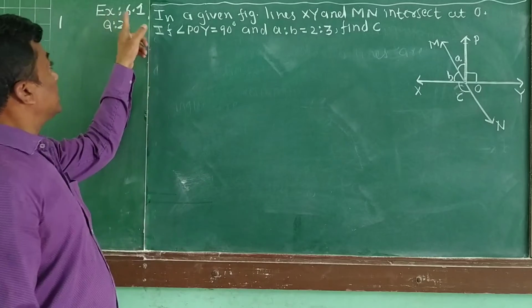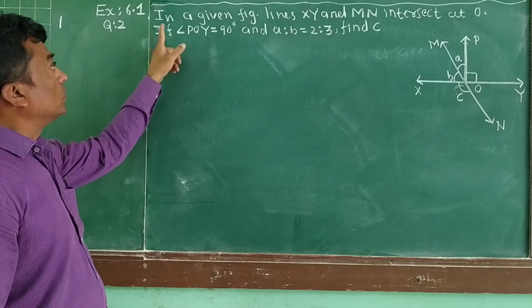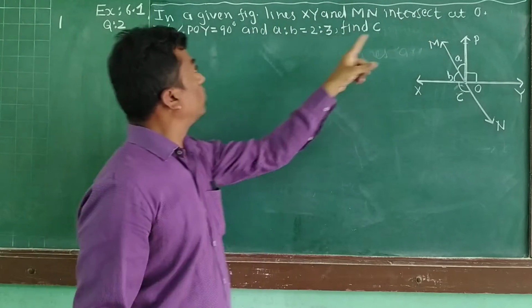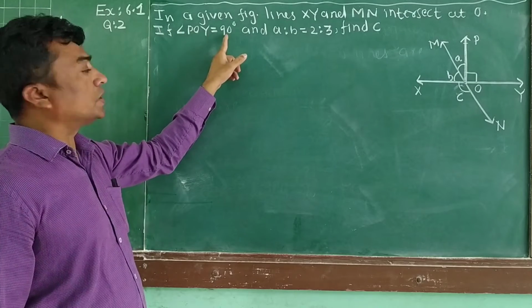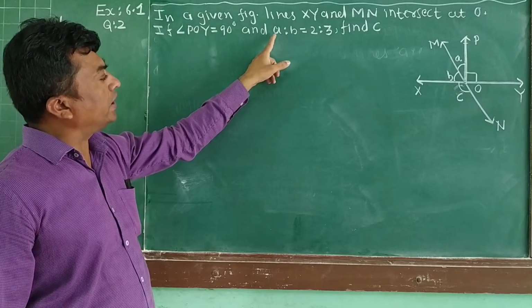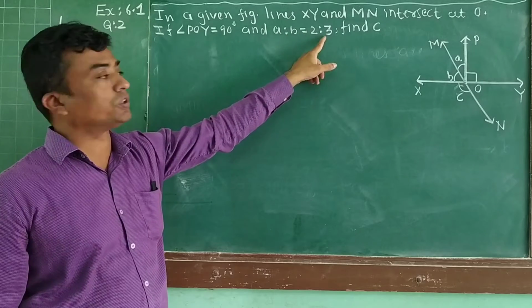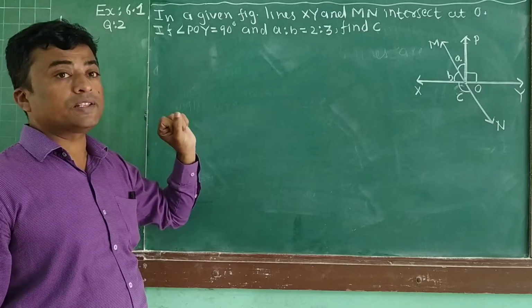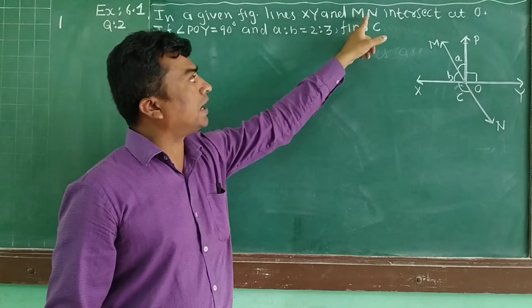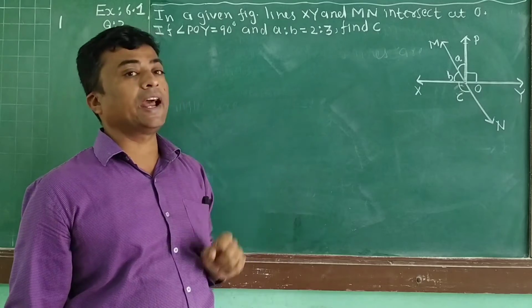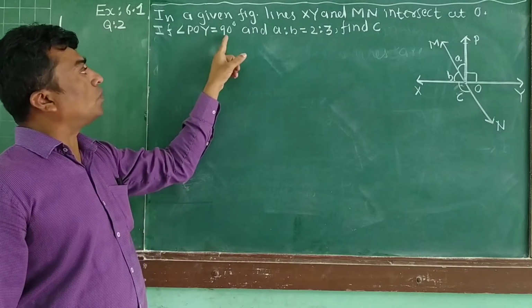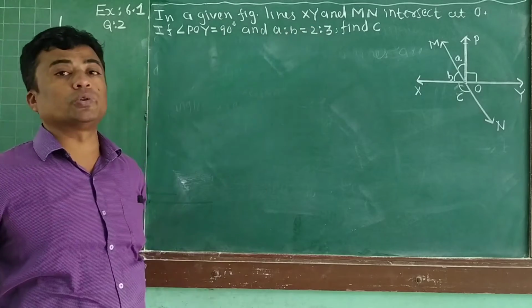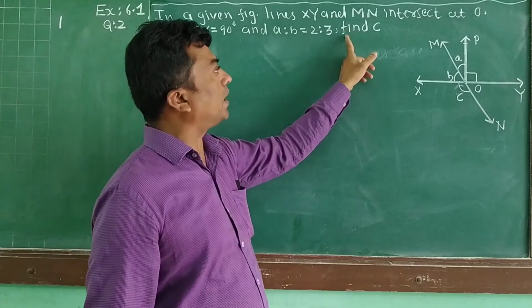So see children, exercise 6.1 question number 2. In a given figure, line XY and MN intersect at O. If angle POY is equal to 90 degrees and A ratio B is equal to 2 ratio 3, find C. Here in the given question, two lines are given to us, line XY and line MN, and they intersect at point O. And angle POY is equal to 90 degrees, and A ratio B is equal to 2 ratio 3 is given, and we have to identify C.